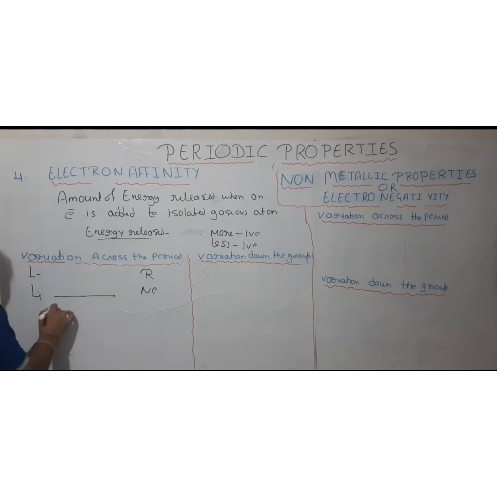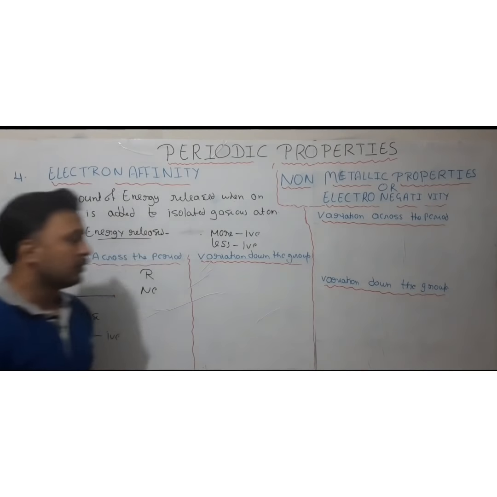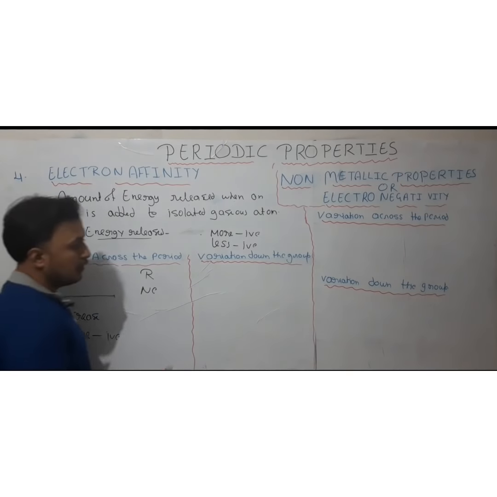Hence, the electron affinity is going to increase because of the increase in nuclear charge from left to right of the periodic table, or we say it becomes more and more negative as we move left to right of the periodic table. Understood? Now we come to the variation down the group.